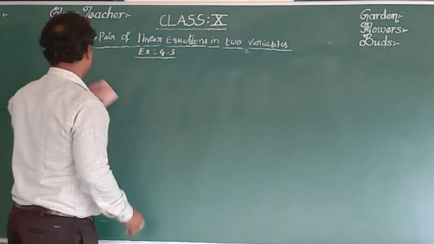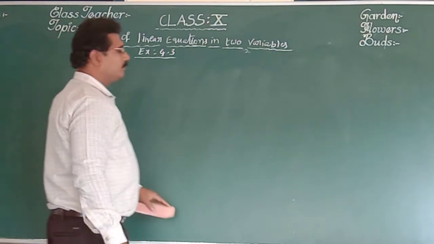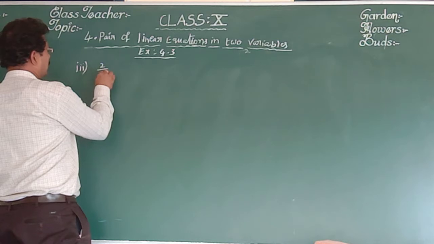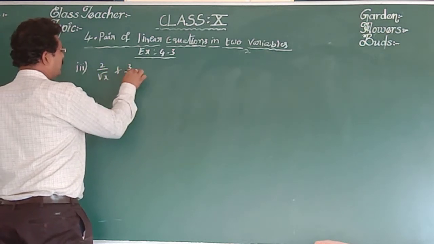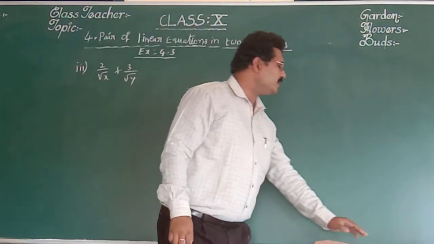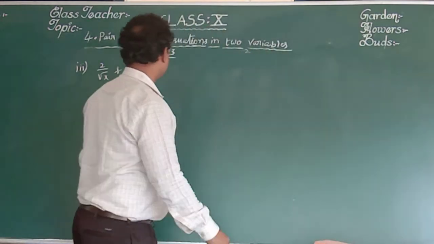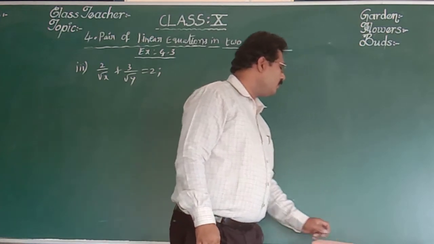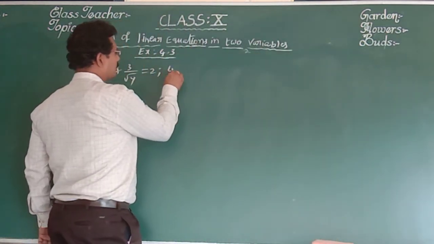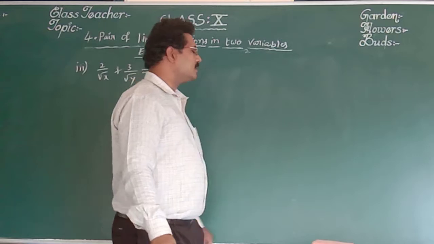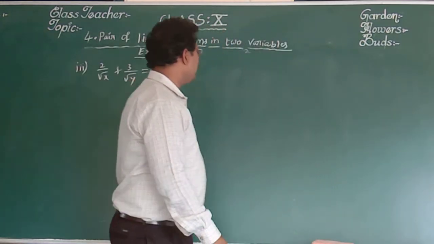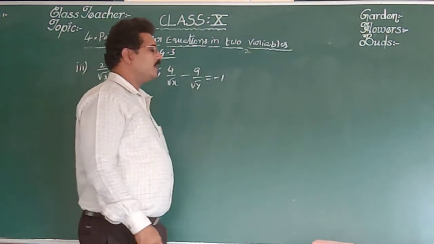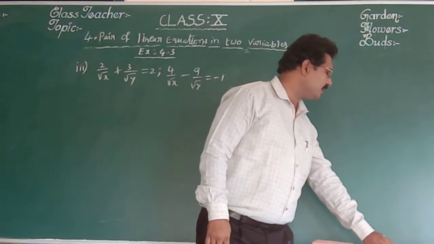Okay, see that problem number 3. 2 by root x plus 3 by root y is equal to 2. 4 by root x minus 9 by root y is equal to minus 1.